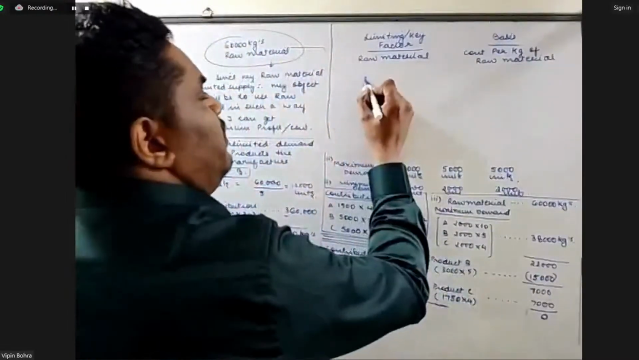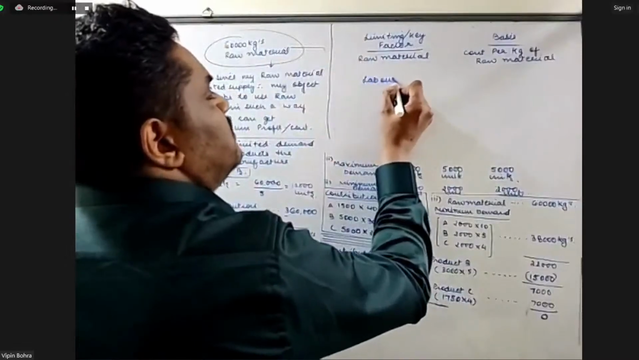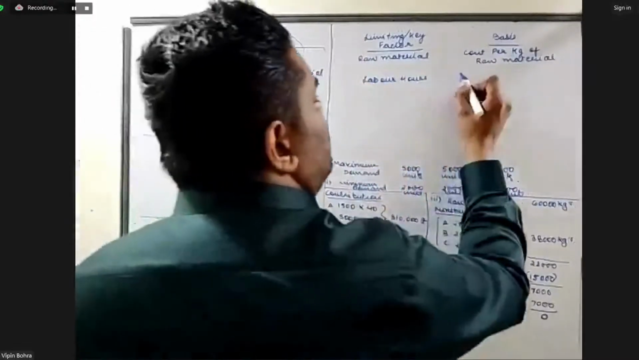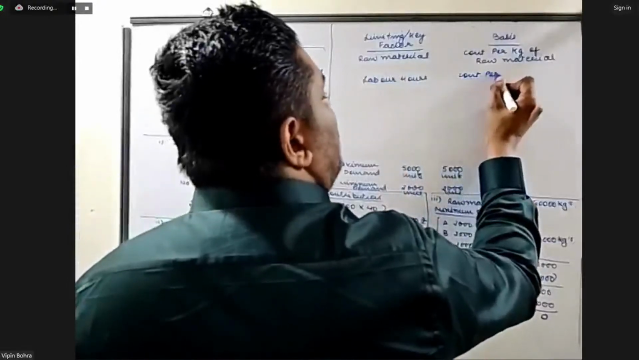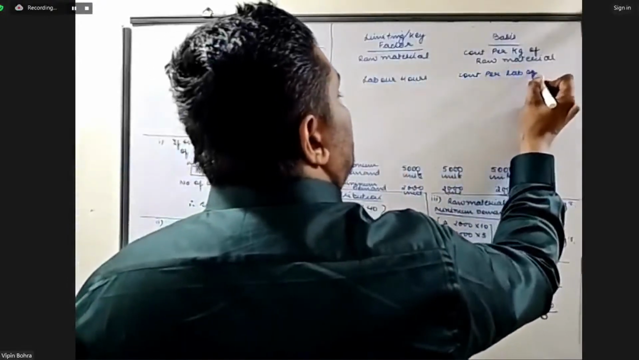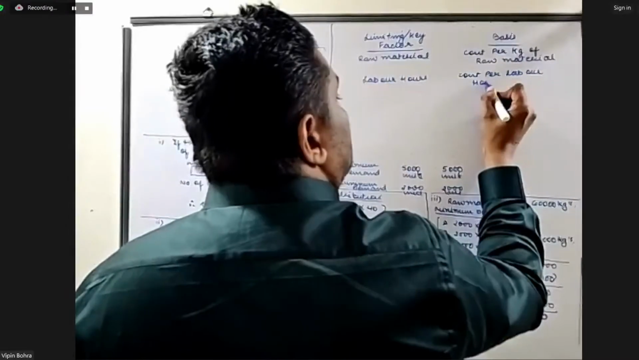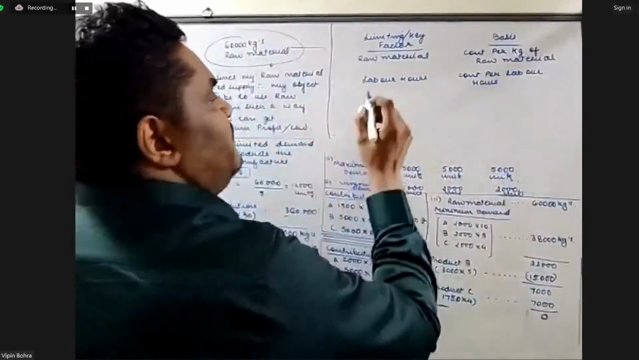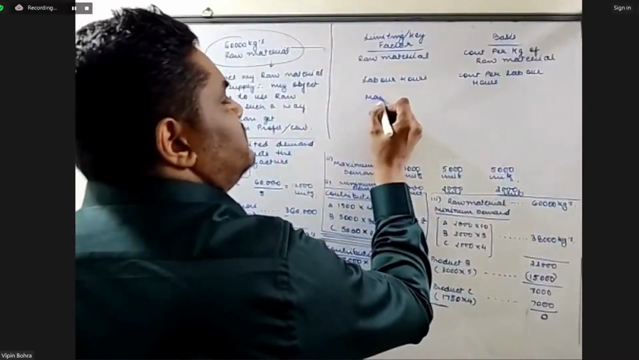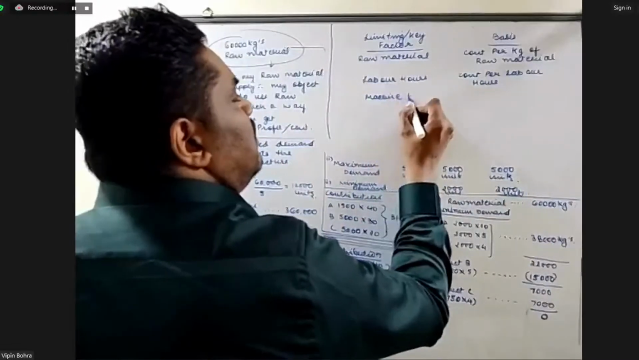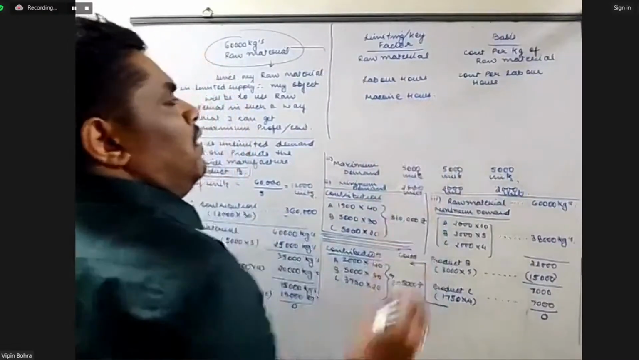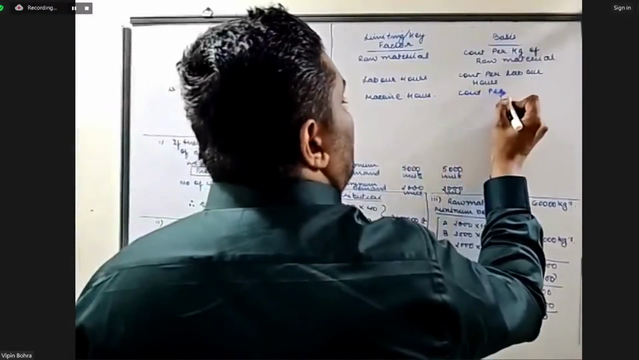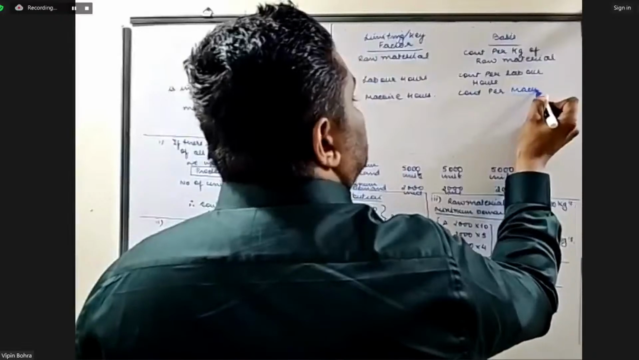If my limiting factor or key factor is labor hours, again my decision will be based on contribution per labor hour. If my key factor or limiting factor is machine hours, my decision will be based on contribution per machine hour.